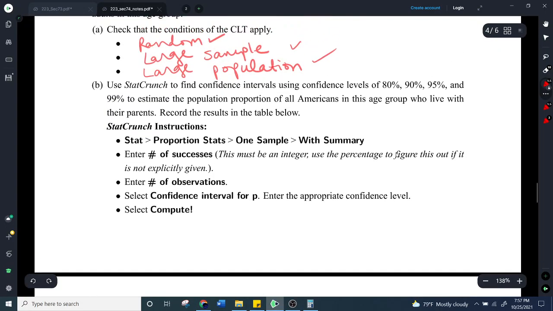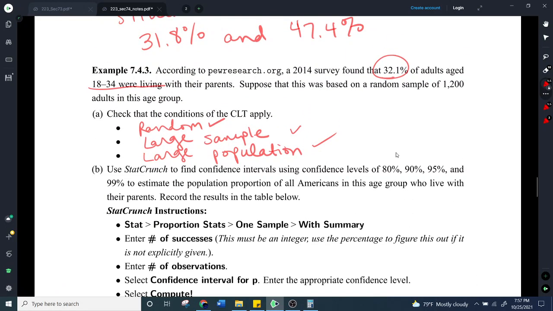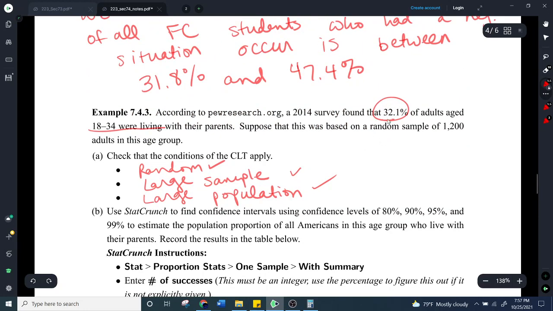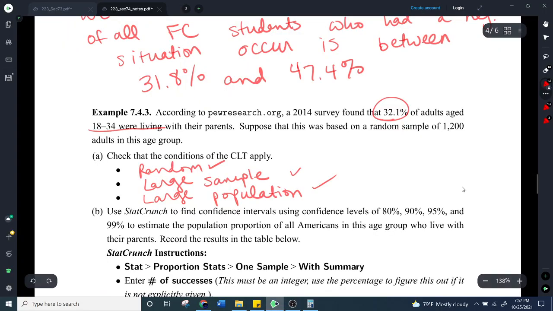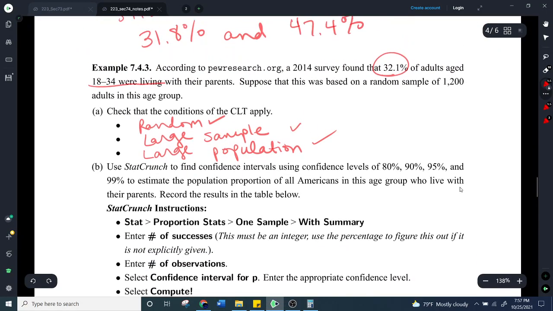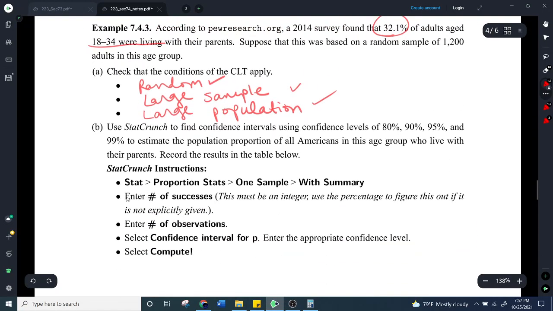In this example, let's see what they gave us. They told us that 32.1% of the people in their survey were living with their parents. So I can't put that percentage into StatCrunch. I have to put in the number. So let me go back and let me figure out what the number of successes is, that's what it says. Enter the number of successes. This must be an integer. Use the percentage to figure this out if it's not given.